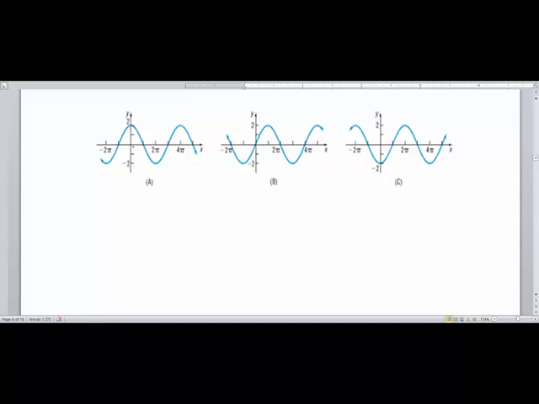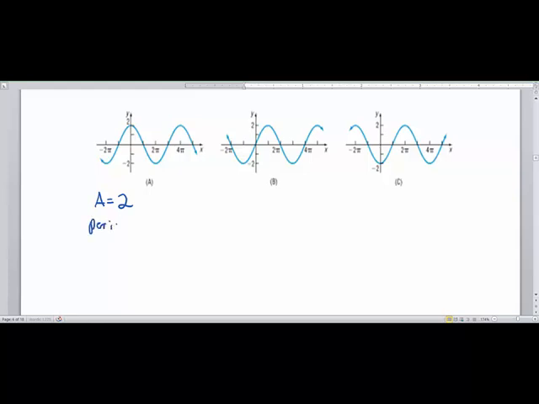So the amplitude is the easiest part to find. For part A, the amplitude, which is always reported as an absolute value, is going to be 2. And we can see that from the y-axis, because normally the y-axis would be 1 and -1. Now what we have to do is take a look at the period.